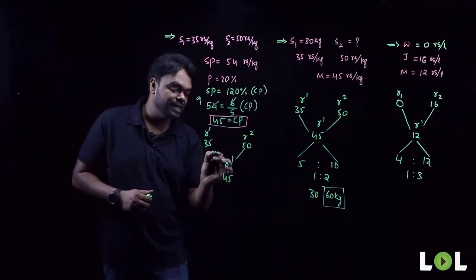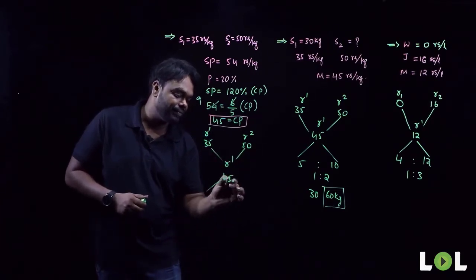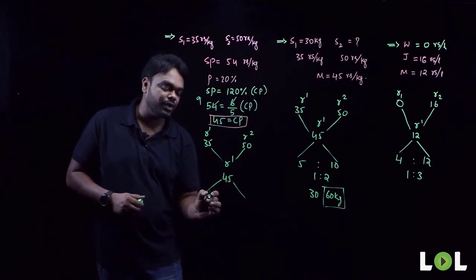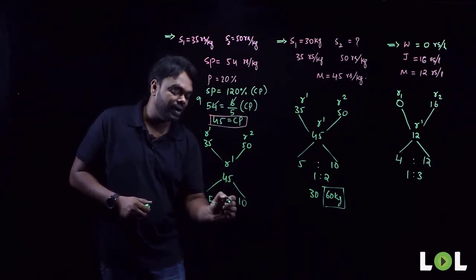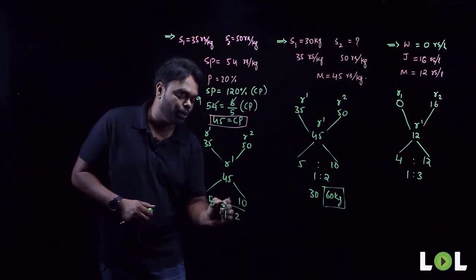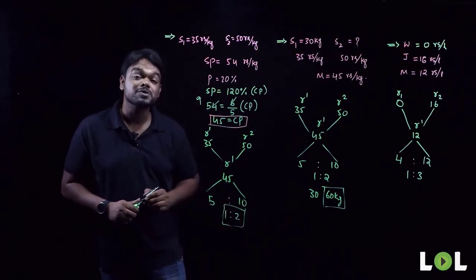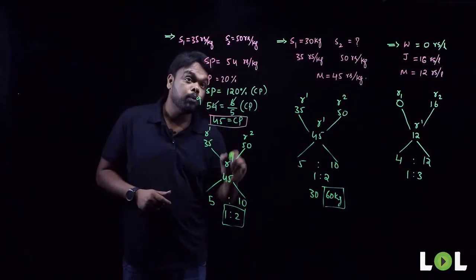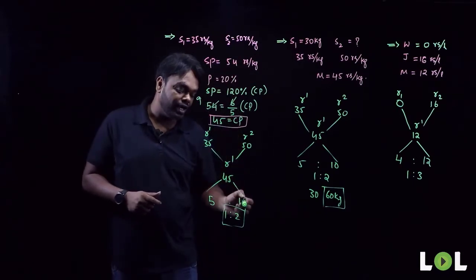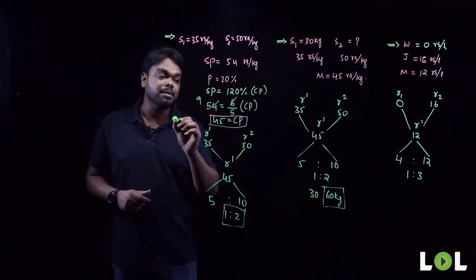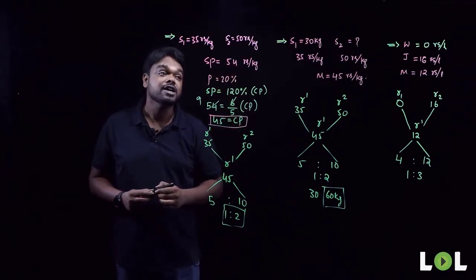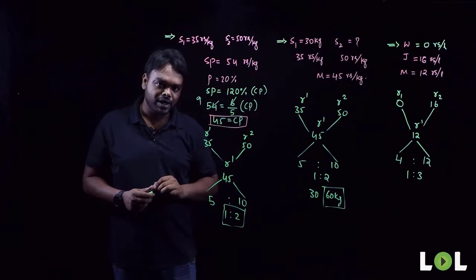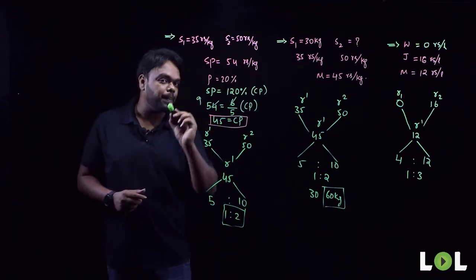So what happens? I'll take the difference here. 50 minus 45 is 5. 45 minus 35 is 10. So 5 is to 10 is what? 1 is to 2. Again, we have to mix both the sugars in the ratio of 1 is to 2, so that we can make a profit of 20% even when you sell the mixture at rupees 54 per kg.